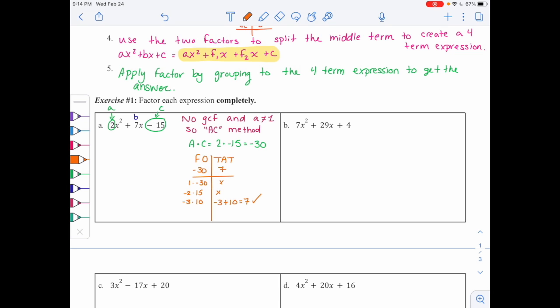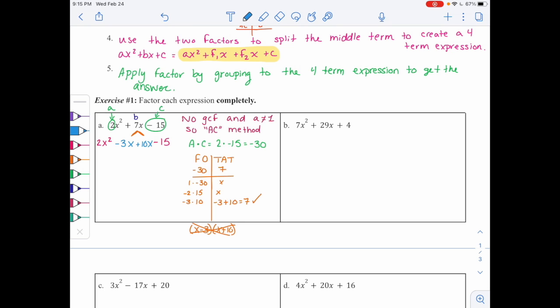Now this is where it's different. Previously, we'd just go x minus 3, x plus 10, and we call it a day. We can't do that now. What we're going to do is take those numbers and split this b term. It doesn't matter which one you put where. My x squared term comes down, and so does my c term. Those don't change. But now instead of 7x, I'm going to replace it with negative 3x and positive 10x.